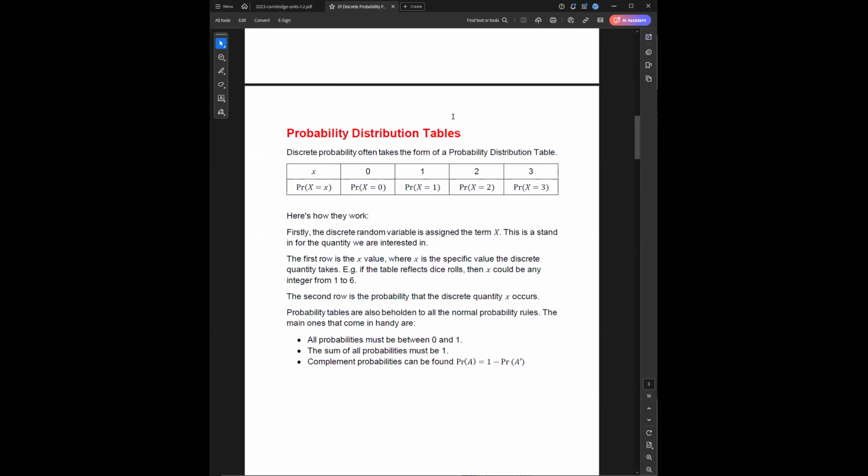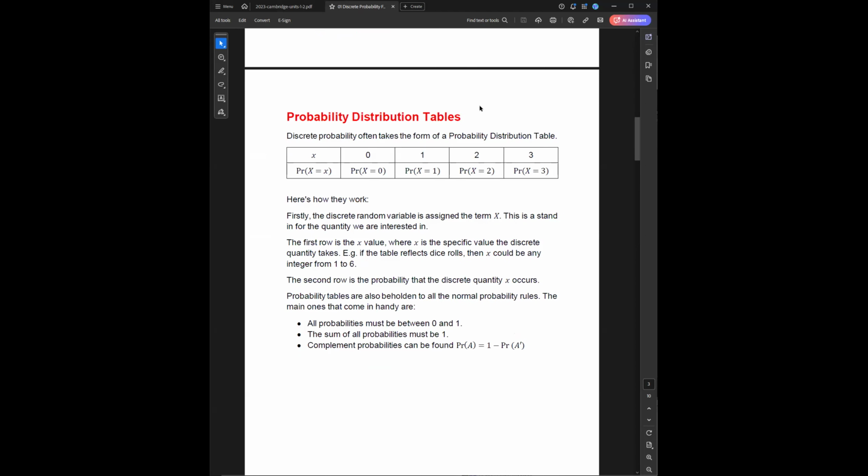So discrete probabilities are usually described to you in the context of discrete probability tables or probability distribution tables, as I've titled it there. What these do is they show you all the possible outcomes of a discrete probability scenario, and they tell you the probabilities of each of those possible outcomes. So in this example that you're seeing here, the discrete random variable could only take the values 0, 1, 2, or 3. In the dice roll example, those numbers would be 1 to 6 instead. Those are just the outcomes of your scenario.